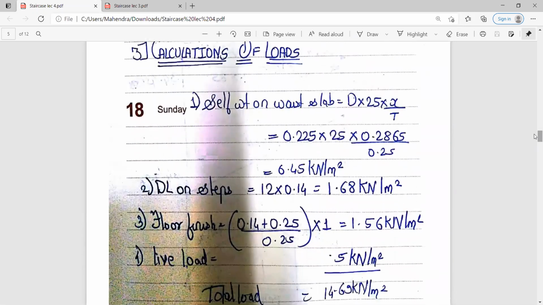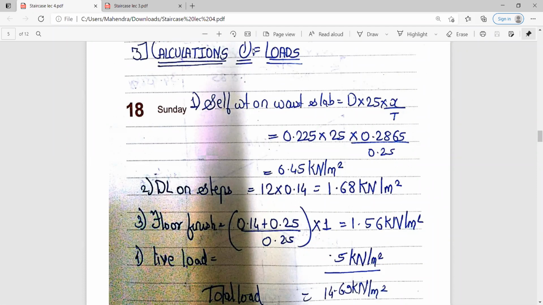Then you need to calculate the loads. Now, calculation of all the loads that are applying on your staircase. First of all, you need to calculate the self weight of the waist slab. For calculation of self weight of the waist slab, there is one formula, that is D into 25 into X by T. So D is 225, and you have to convert it into meter. So 0.225 into 25 into X by T.